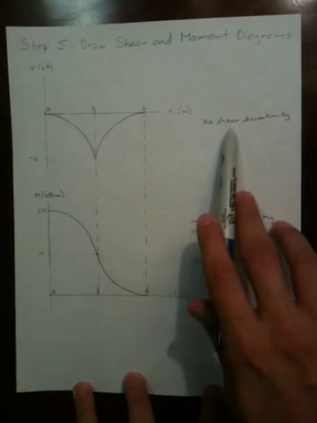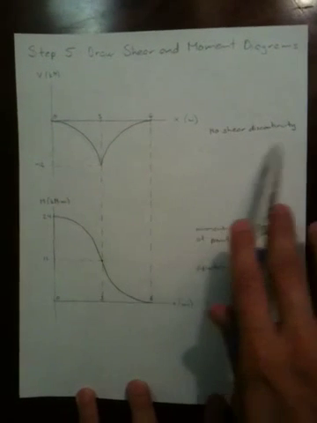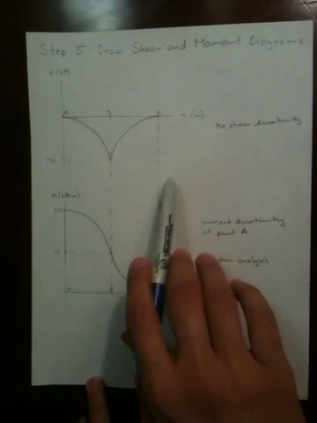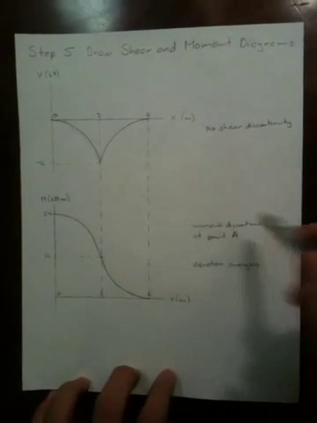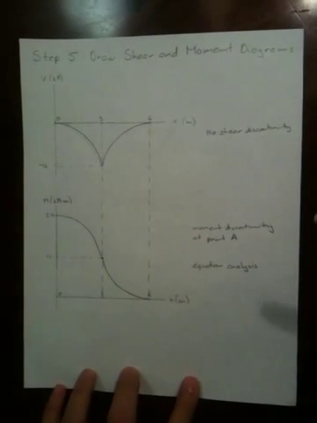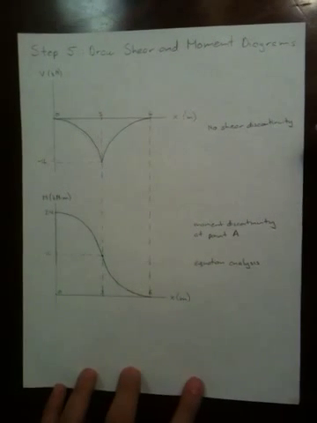First, you can see that there is no shear discontinuity, and this makes sense because shear discontinuities occur only when there are point forces acting on the beam. In this problem, there are no point forces, therefore no shear discontinuities.